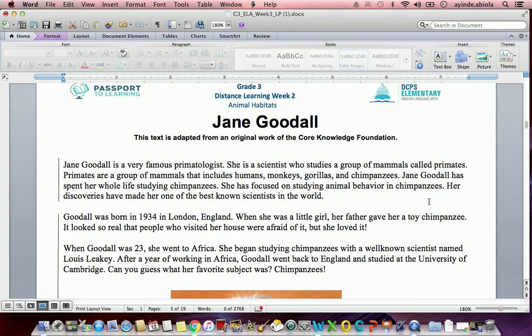All right, so major points here, of course, is that Jane Goodall is a very famous primatologist. The first sentence, to give some more detail to go along with that, you may also want to underline Jane Goodall has spent her whole life studying chimpanzees, or her discoveries have made her one of the best known scientists in the world. If there is a term that you may not understand, it may be primatologist, but they do give us an explanation for what that is, so that may not be something we want to circle. Other than that, I don't see anything else that we want to circle here.